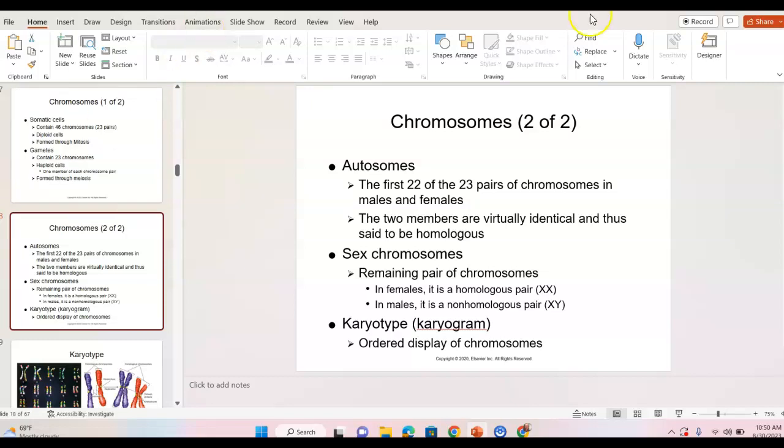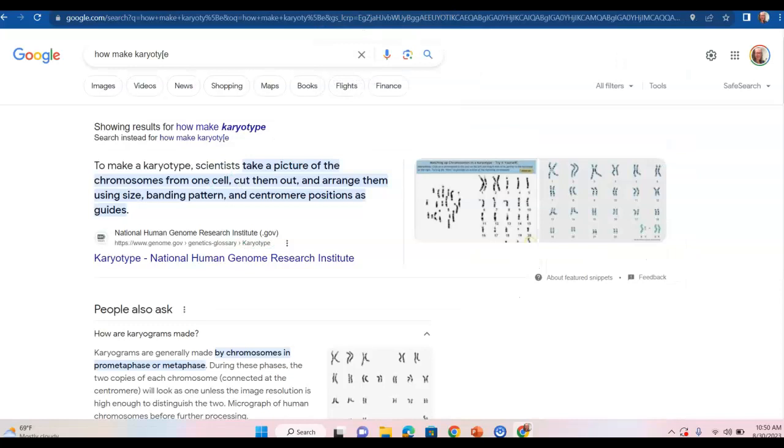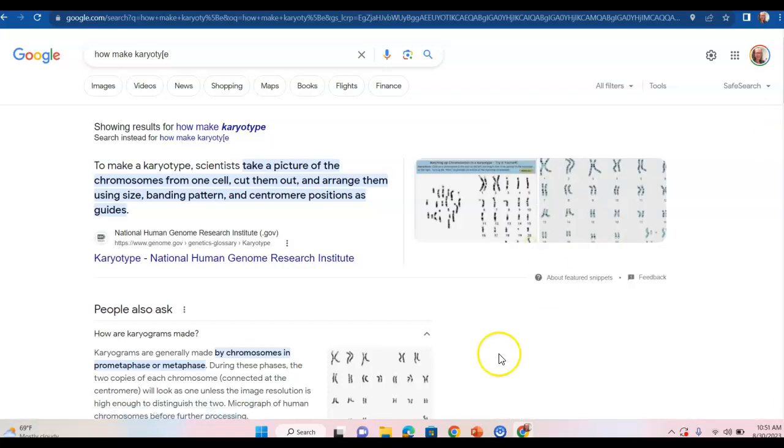And I honestly have taught this for years and kind of forgot how they made karyotypes. There's got to be an automated way now, I would think, but they used to take a picture of the chromosomes from one cell, cut them out, and arrange them in size, and you would get them. And they know them probably from different sizes, but different genes will be on these different chromosomes, as you are most likely aware. But could you imagine having to sit down and cut them out and put them in order? Got to be some sort of automated way to do that. Okay, so I just found that kind of interesting.